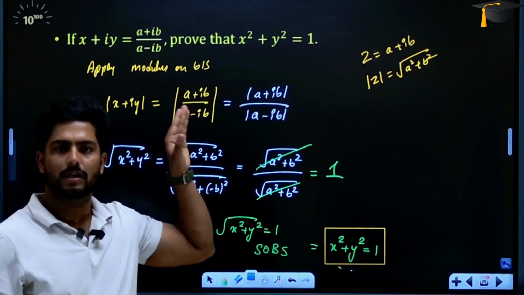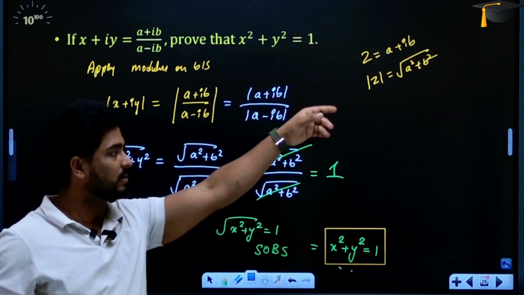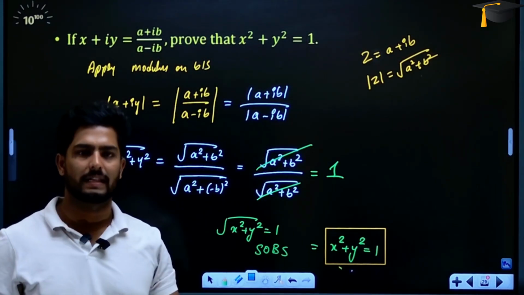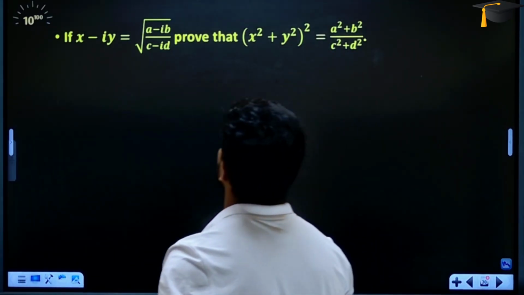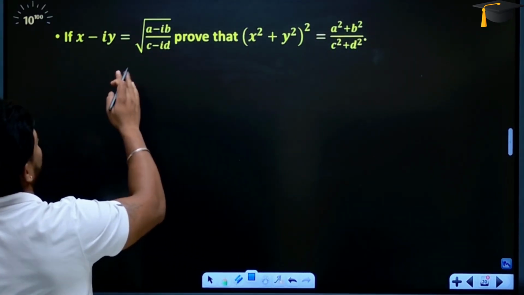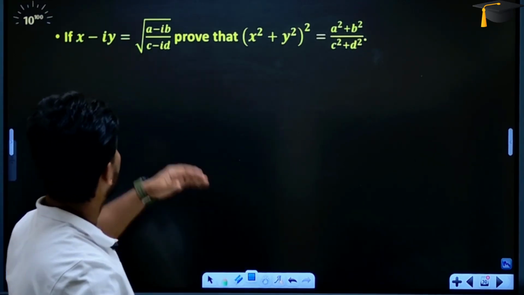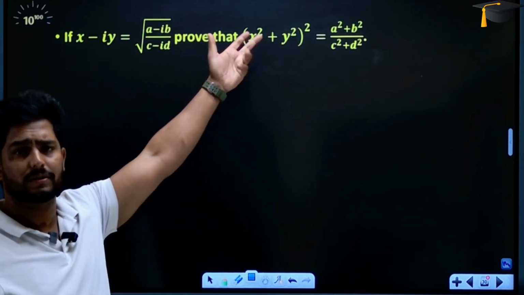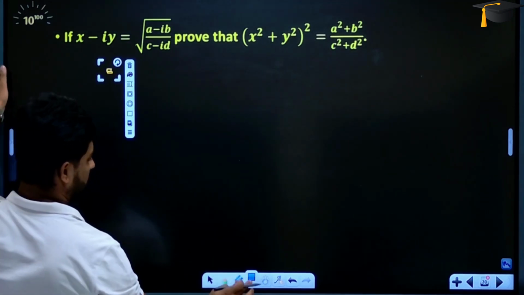Okay, so the method is very simple. Take modulus on both sides, apply the modulus formula. You should know the modulus formula, and follow the same procedure and you will get the answer. Yeah, next. This is also the same, children. Okay, so x minus iy is equal to root of a minus ib divided by c minus id. So prove that this is equal to that. Okay, let's do that.